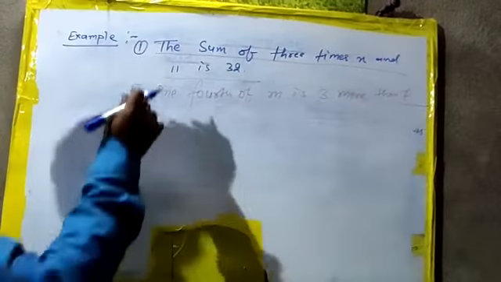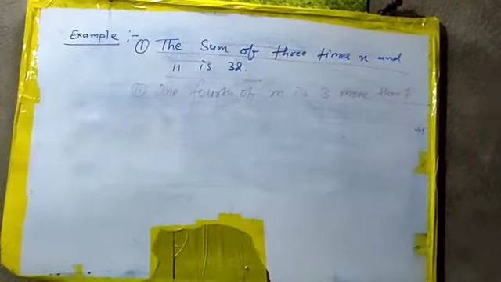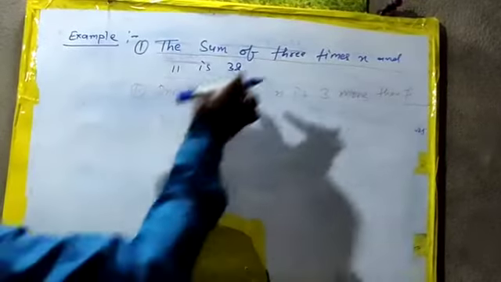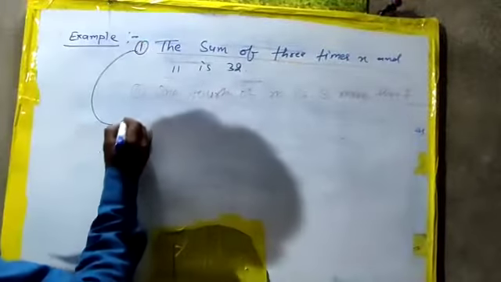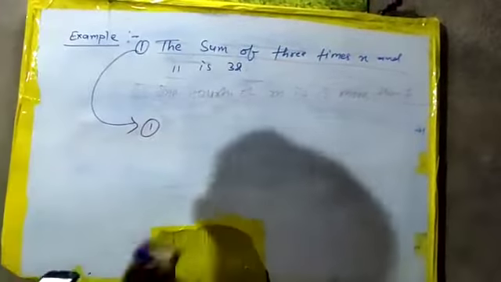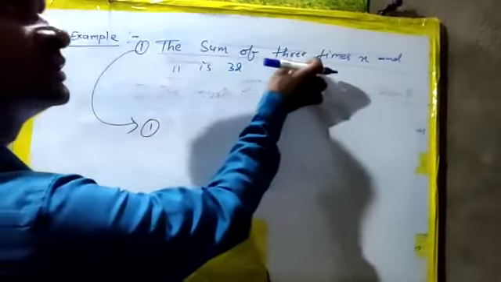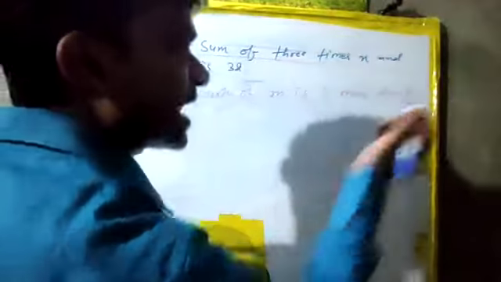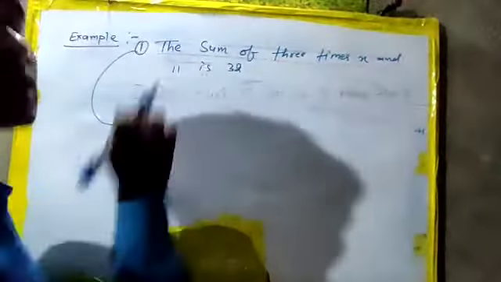So here I have taken two examples. In the first one, you need to understand how we are going to make an equation by using these questions. Let's take the first question. You must read it here: the sum of 3 times of x and 11 is 32.